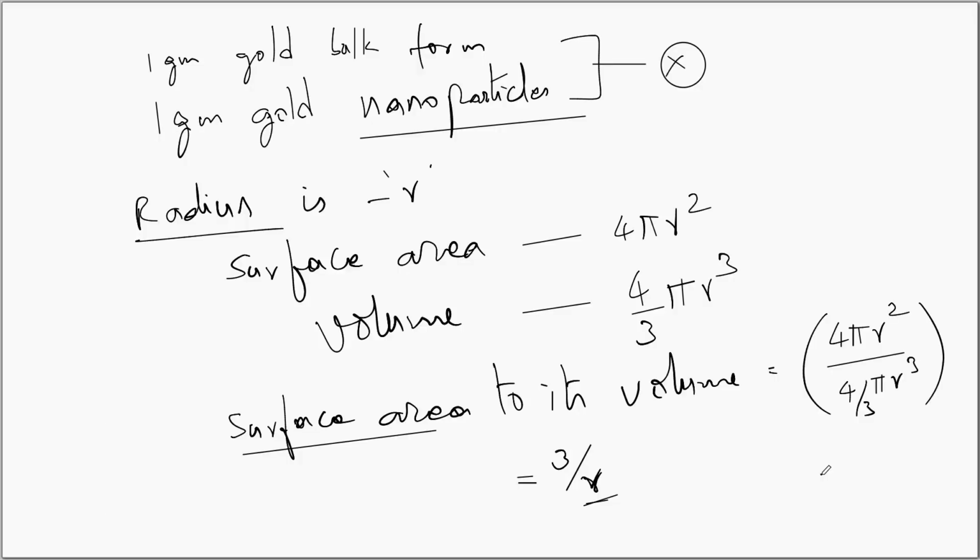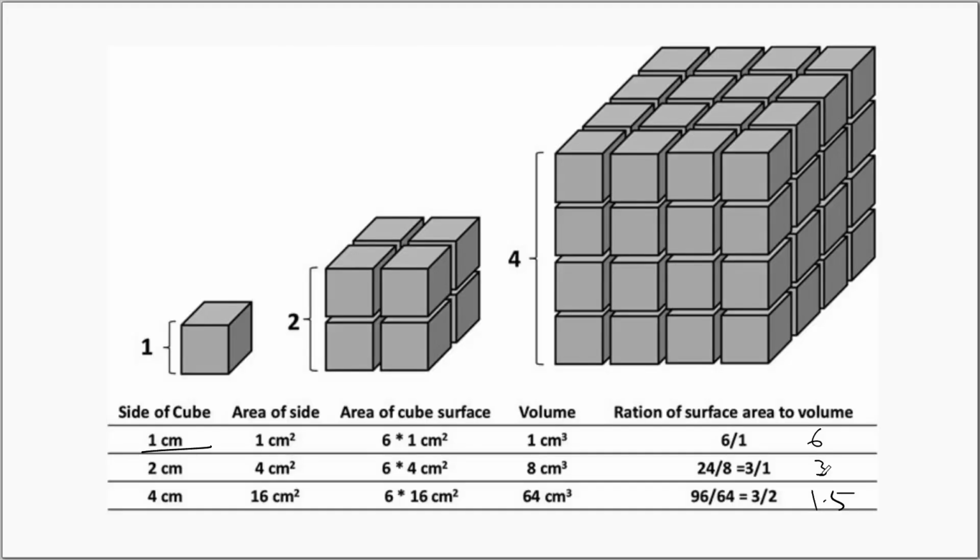In this video, we have started our discussion with an example of a sphere, and we have said that the surface area to its volume is 3/r. And similarly, we have also discussed another example where 3 cubes are taken, and we have seen that the smaller cube has a greater ratio of surface area to volume.